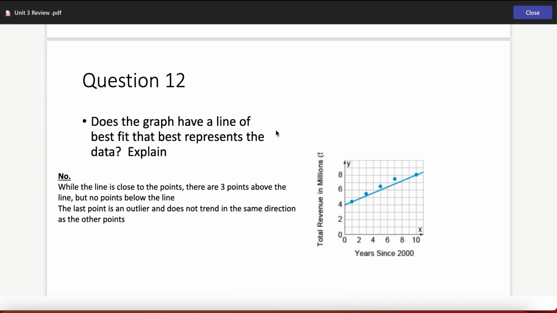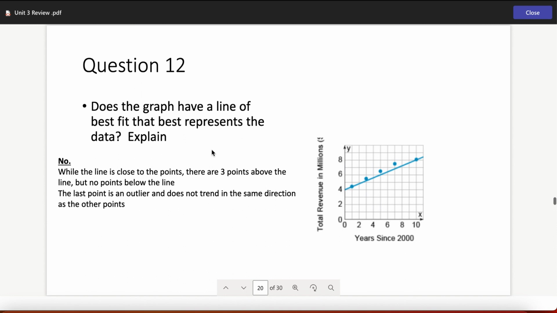Okay, so question 12. Does the graph have a line of best fit that best represents the data? In the graph, these points are a little bit close, but it's not really fitting that well. So let's see. The answer says no, because this graph does not represent the line of best fit.